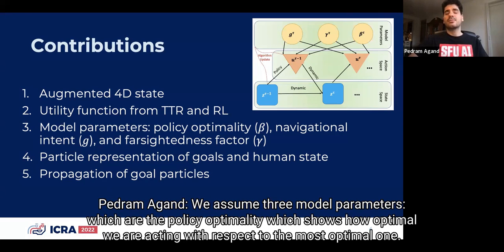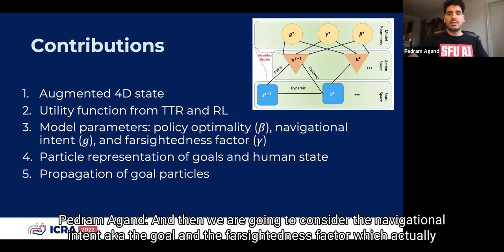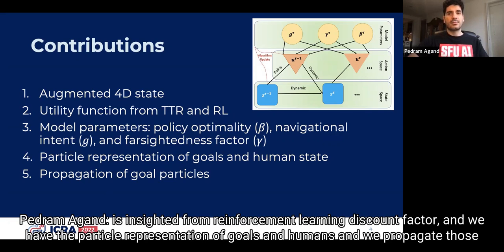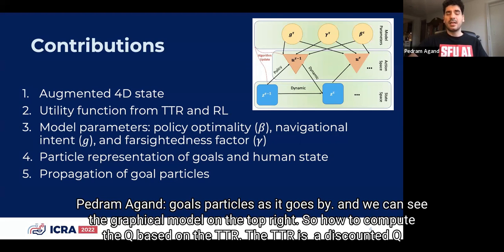We assume three model parameters. The first is the policy optimality, which shows how optimally we are acting with respect to the most optimal policy. Then we consider the navigational intent, aka the goal, and the farsighted factor, which is inspired by the reinforcement learning discount factor. And we have the particle representation of goals in humans, and we propagate those goal particles as we go by. You can see the graphical model on the top right.